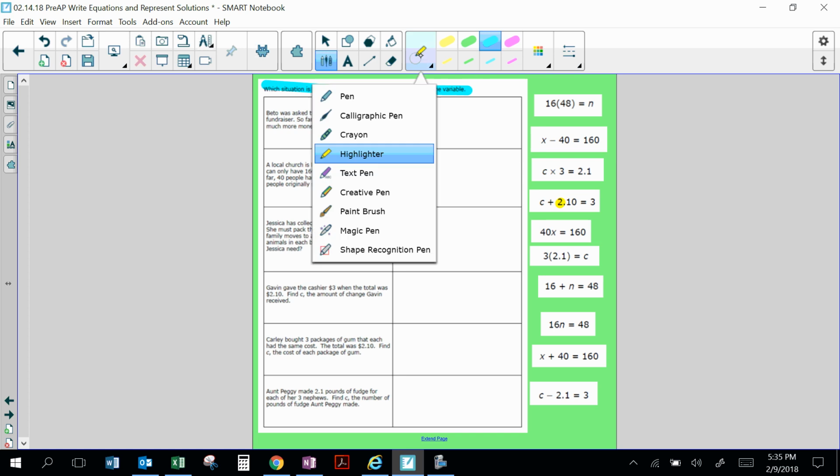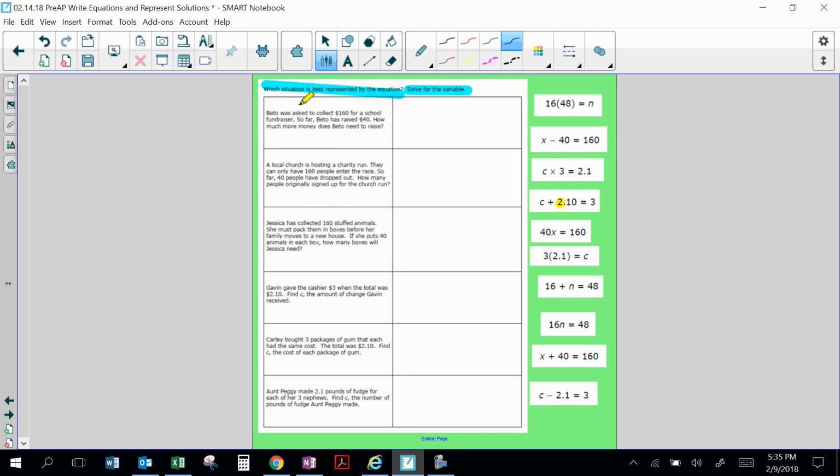For example, let's look at question number 1. Beto was asked to collect $160 for a school fundraiser. So far, he has raised $40. How much more money does Beto need to raise? So far, what he raised was $40. He needed to raise some more money. So $40 plus, they didn't tell me what letter to use, I'll use X for now. So he raised $40 plus some more money so he can raise a total of $160.